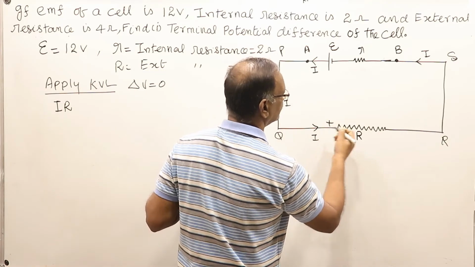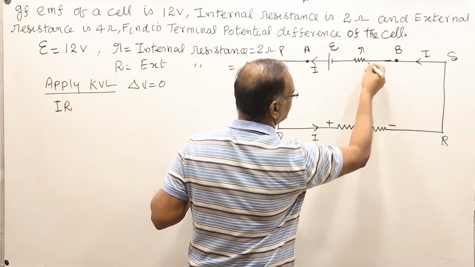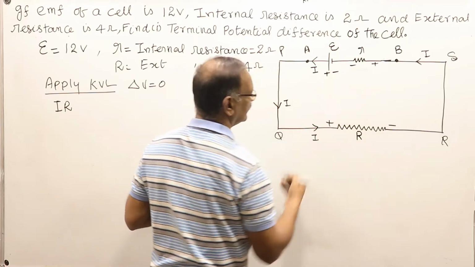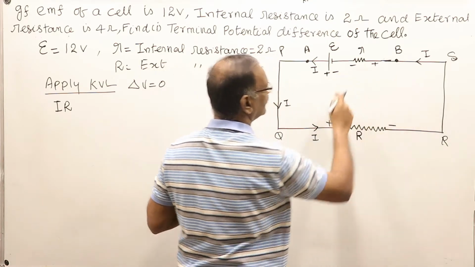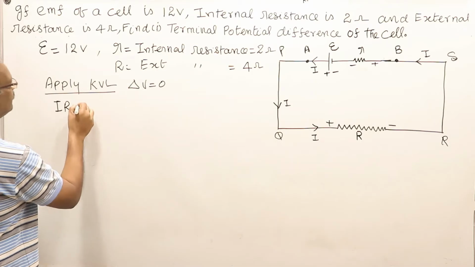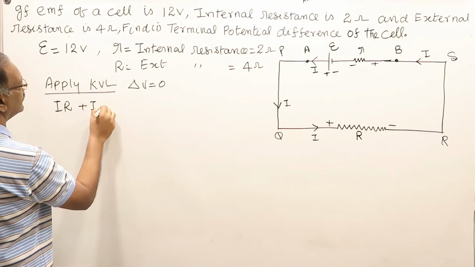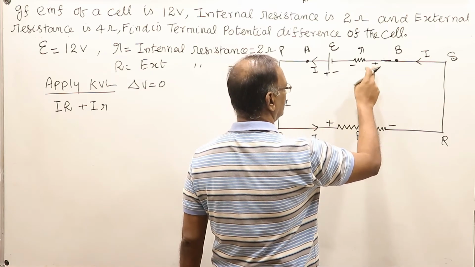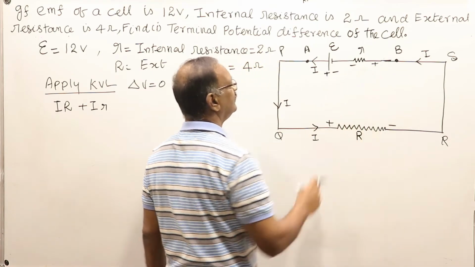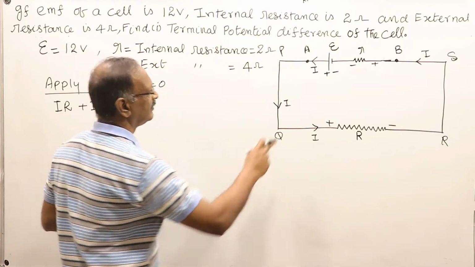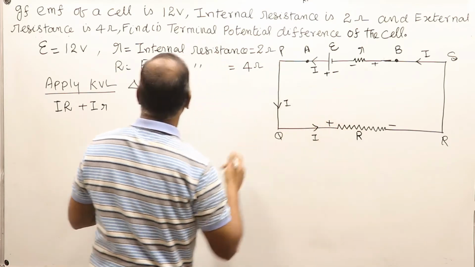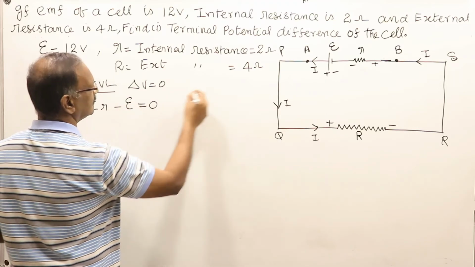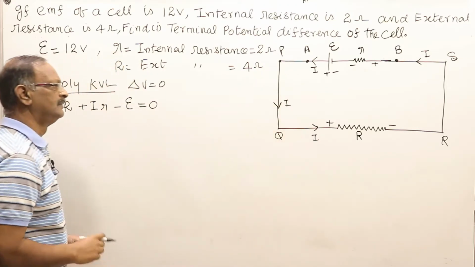Since current is flowing this way, this is positive and this is negative. Again from here to here we are coming positive to I into R, because current is flowing from higher potential to lower potential, so it is a potential drop. From here to here, we are coming across negative of EMF, and the sum is equal to 0. Then we are back here.